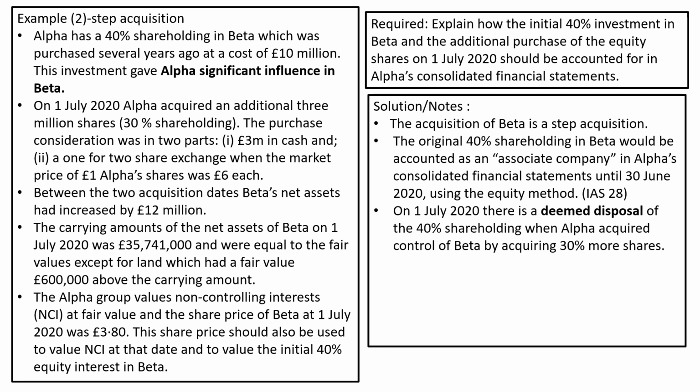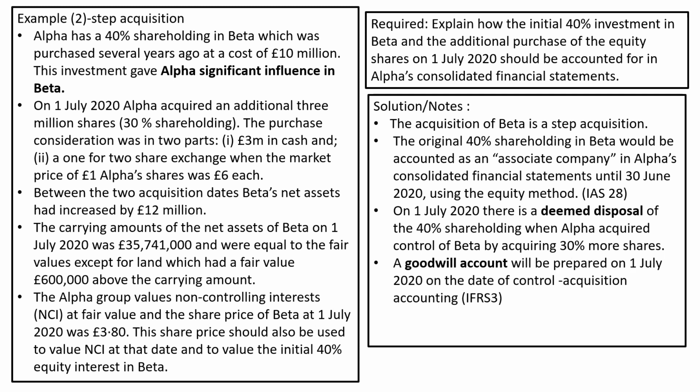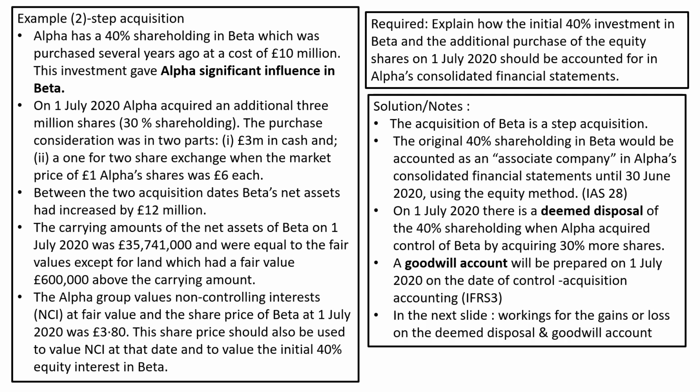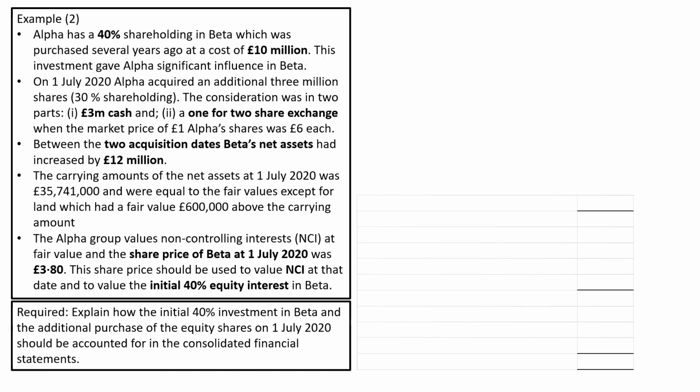On 1st of July 2020, there is a deemed disposal of the 40% shareholding in Beta when Alpha acquired control of Beta by acquiring 30% more shares. A goodwill account will be prepared on 1st of July 2020, the date of control, under acquisition accounting, and in the next slide we'll show the working for the gain or loss on the deemed disposal and the goodwill account. The first step is to calculate the carrying value of Beta shares at 30th of June 2020.